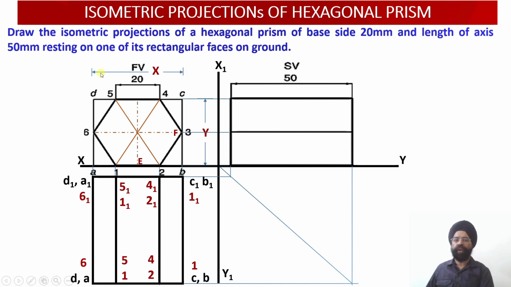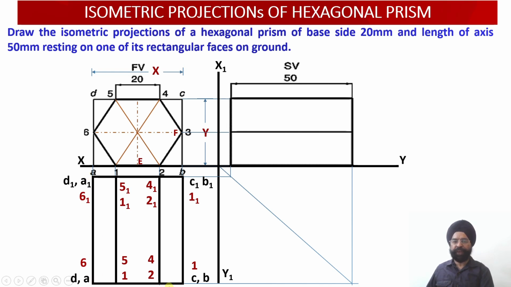AB, the longer edge, has been given the name X, and BC, the shorter edge, has been given the name Y, and this is the length. So from the side view we'll be able to see 50 millimeter over here, whereas this 50 millimeter will also be visible in the top view. So please check, this is the top view.